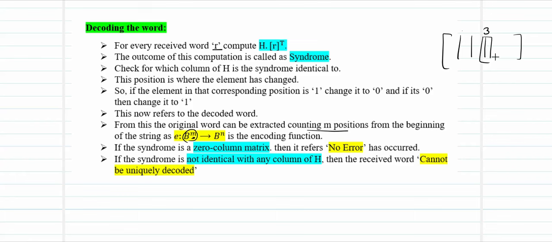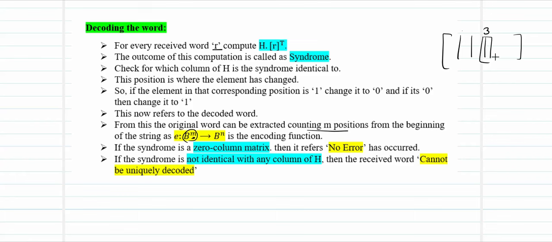So if the syndrome is 0, it will never match with any column of H. And what does that refer to? It means that no error has happened during the transmission, in which case the received word and the original word are going to be one and the same. So no error has happened.